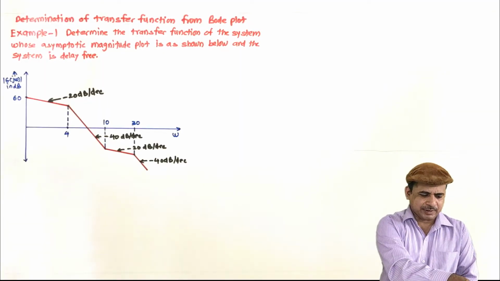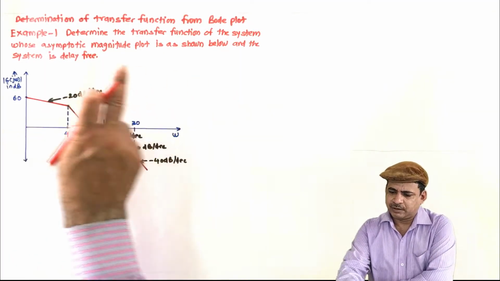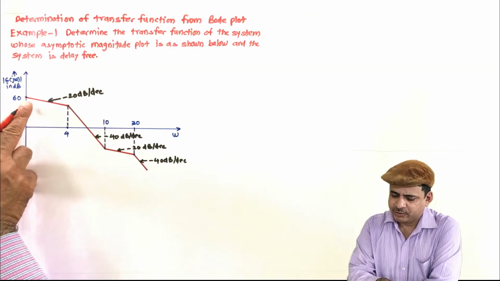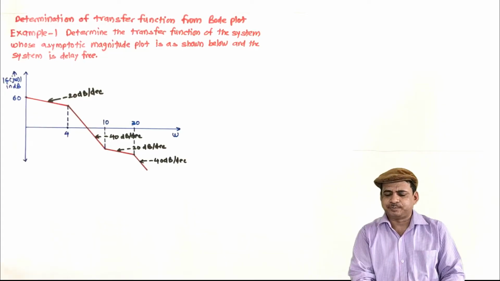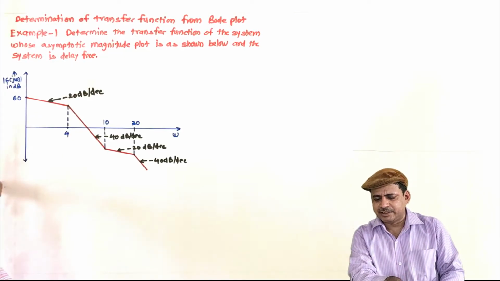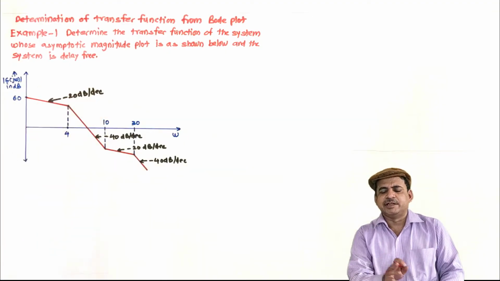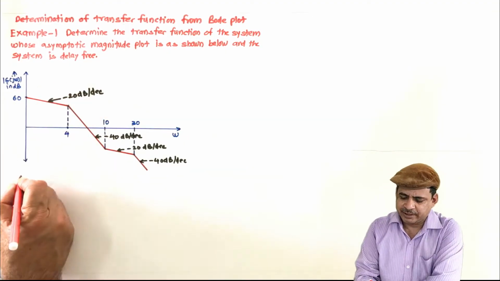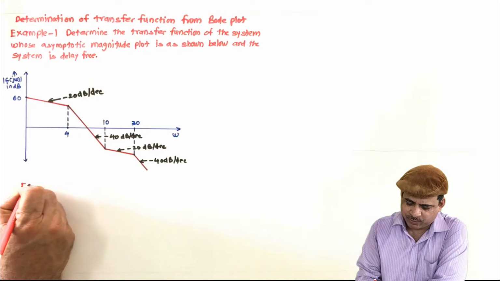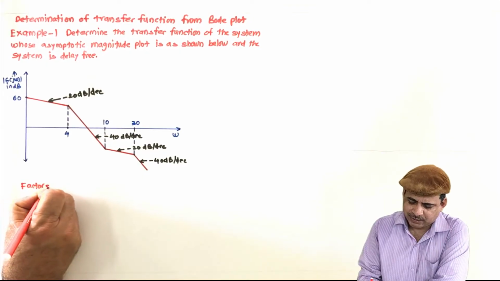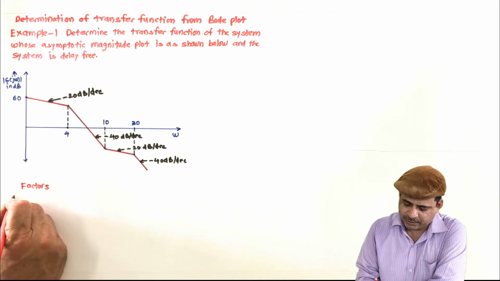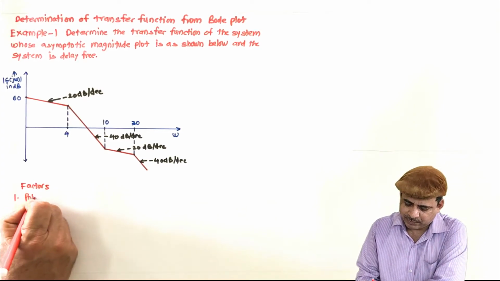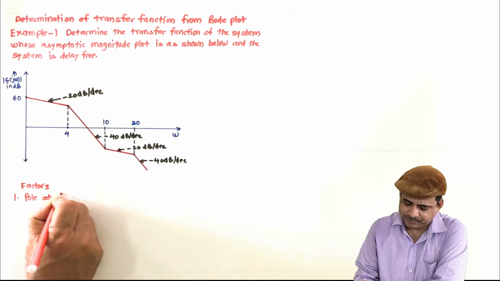In this first example, what is given? So this is the magnitude plot and it has a number of changes in the slope. What different information does it give? That initially it has a slope of minus 20 dB per decade. That means, let us find out different factors. Factors means poles and zeros, and gain will be considered later on. Number 1, pole at origin.